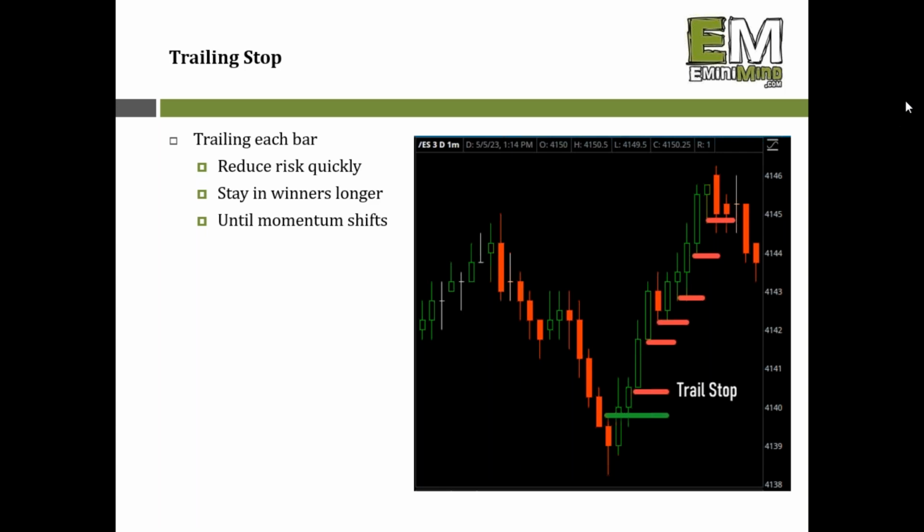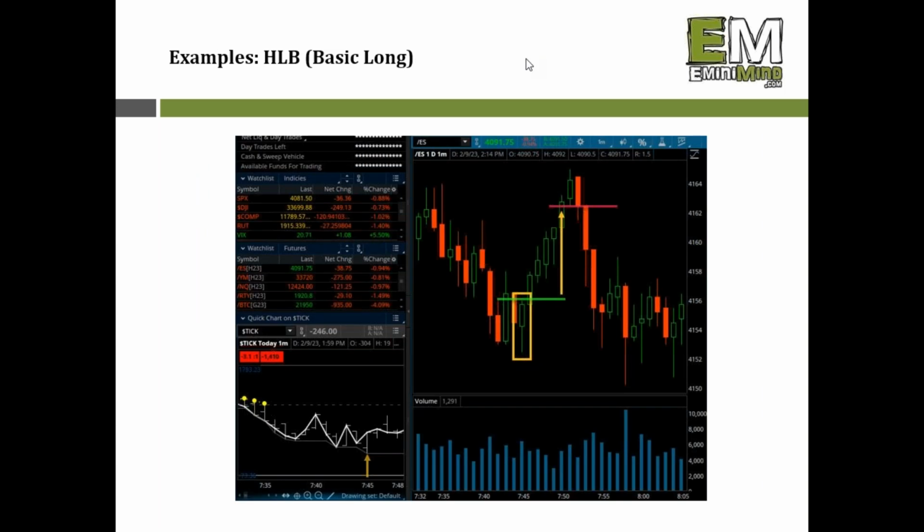So I want to run through a handful of examples as we tie the pieces together. I think we harped on the basics and what we're looking for enough. When a hammer occurs at a low of the day, you might say, this is a hammer in a downtrend. Hammers are very powerful when the low of the hammer is the low of the day.